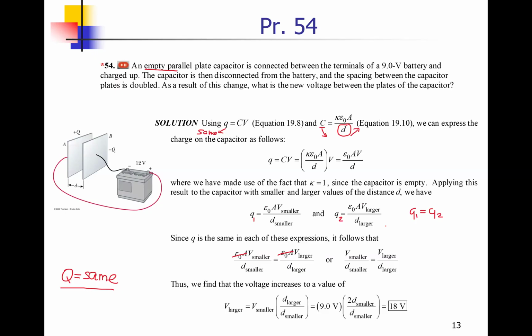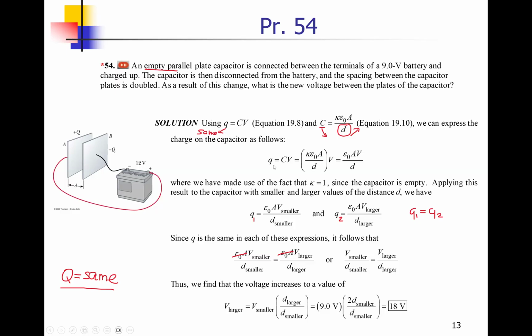And the last one here is an empty parallel plate capacitor connected between the terminals of a 9 volt battery and charged up, and then the capacitor is disconnected from the battery. The spacing between the capacitor plates is doubled. As a result of this change, what is the new voltage between the plates of the capacitor?